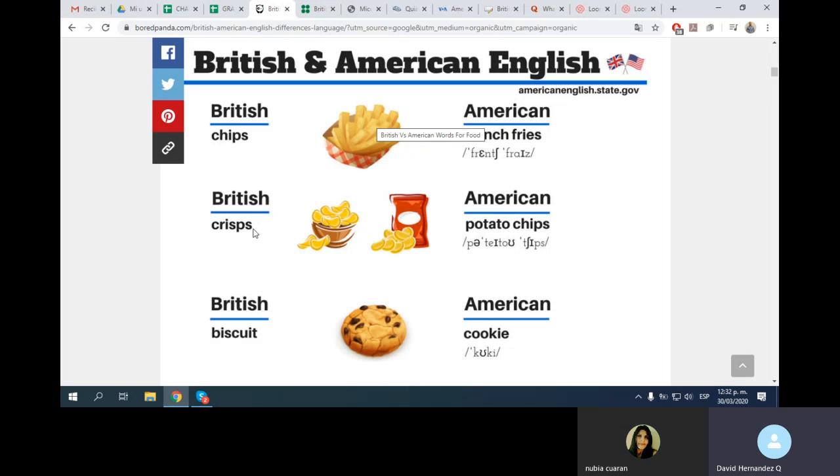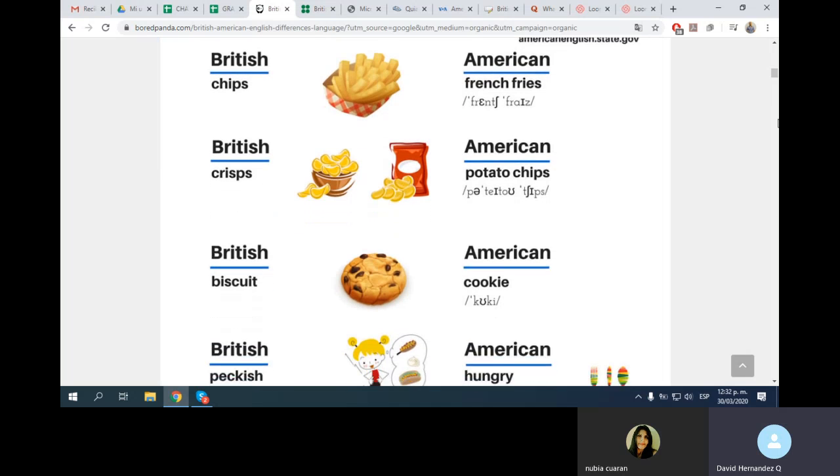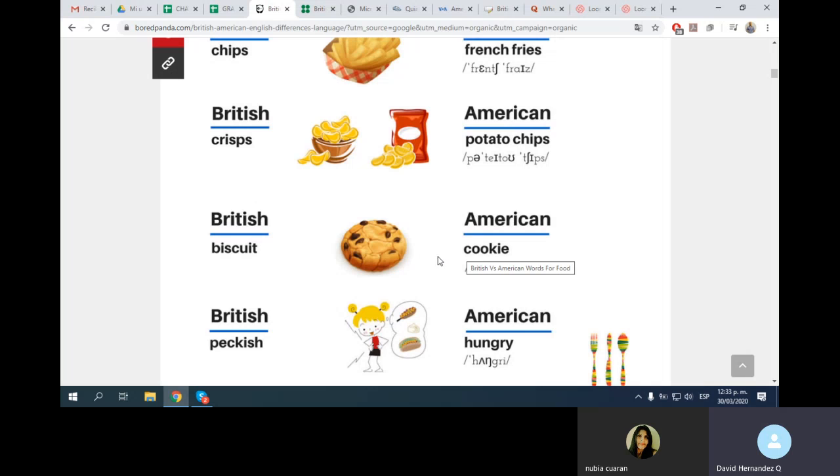Para los británicos se llaman crisps. Para los americanos se llaman chips. Luego viene otra que es muy graciosa, y es que los americanos a estas de chocolate les dicen cookies, y los británicos les dicen biscuit. Esta U no se pronuncia, se dice biscuit.